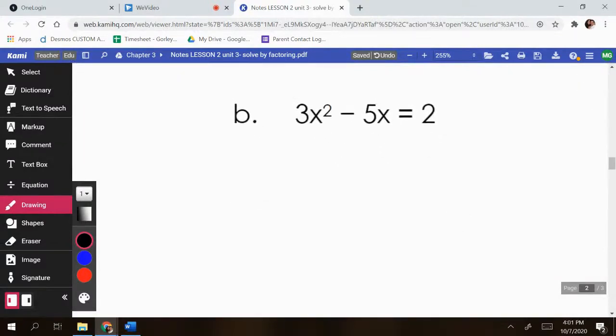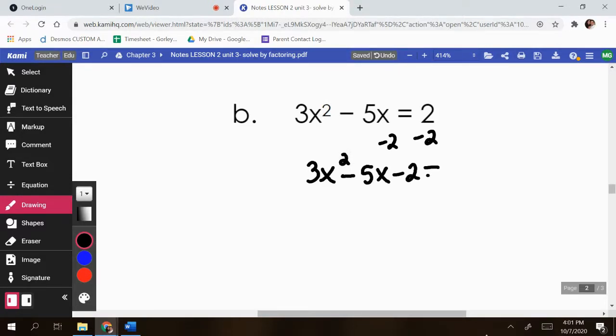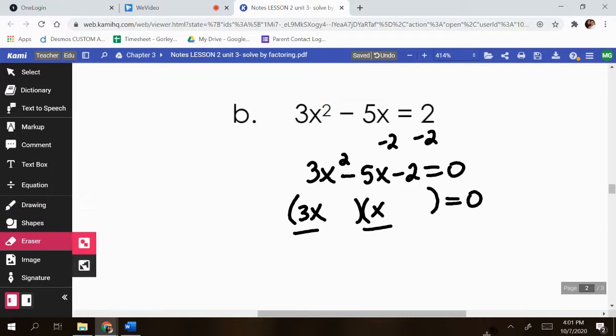This one is not set equal to 0 yet, so that's how I would have to start, is by setting it equal to 0. We'd get 3x squared minus 5x minus 2 equals 0. Doesn't look like there's a GCF, so I'm going to set up my parentheses. First times first has to give me 3x squared. So we have 3x times x.